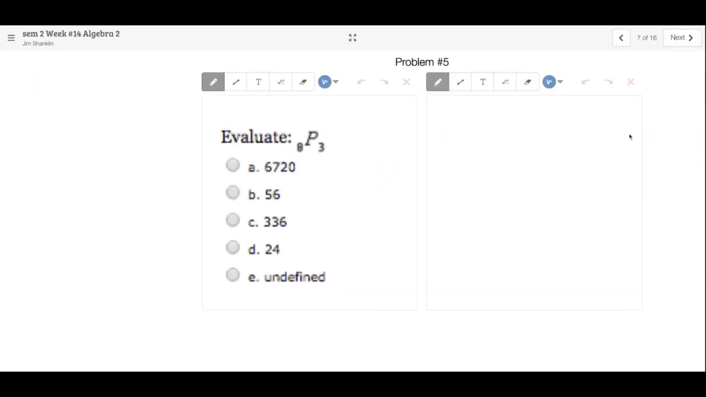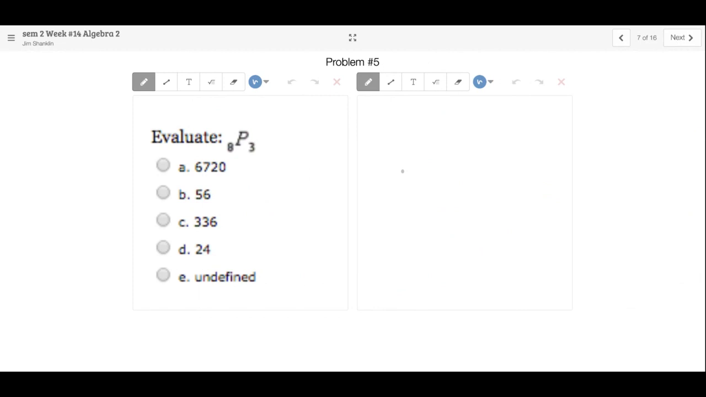All right, number 5. It's an easy problem. Evaluate 8 permutate 3. So I could use n factorial over n minus r factorial, which gives me 8 factorial over 8 minus 3, that's 5 factorial. So that's 8 times 7 times 6, which is, I don't know, I didn't multiply it out. So 336 is the correct answer. All right.